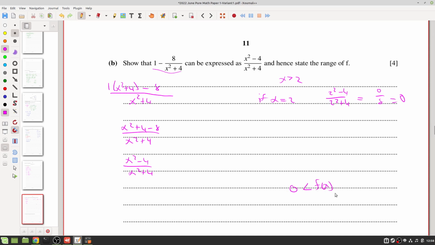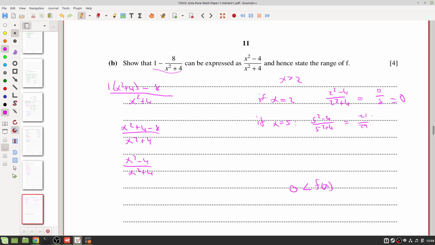And maybe there's also a maximum limit. So let's see if we increase x by a lot. Well, let's first try something just for interest's sake, like x equals 5. So if x equals 5, then we'd have 5 squared minus 4 over 5 squared plus 4. So that'll give us 25 minus 4 over 25 plus 4, 29.